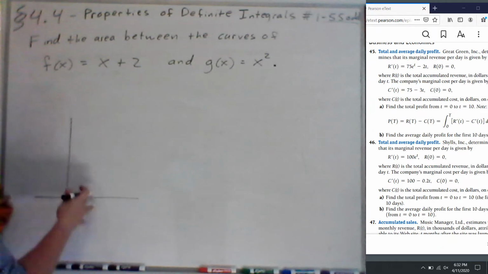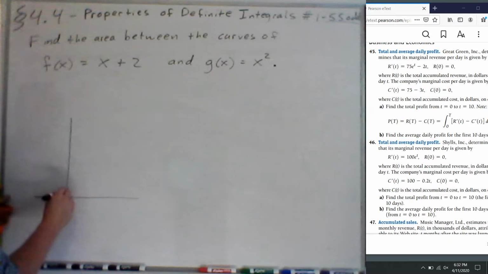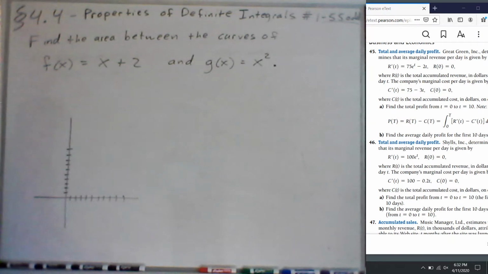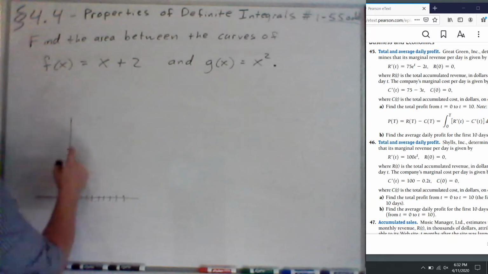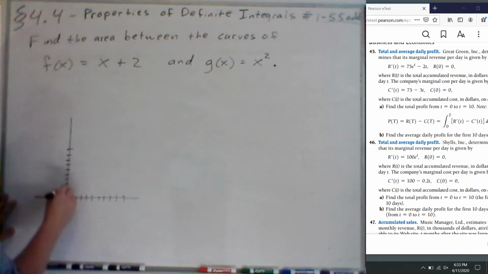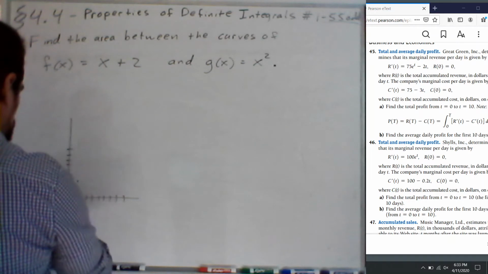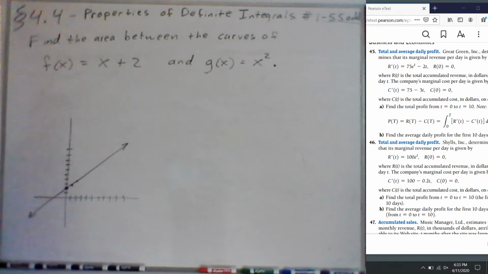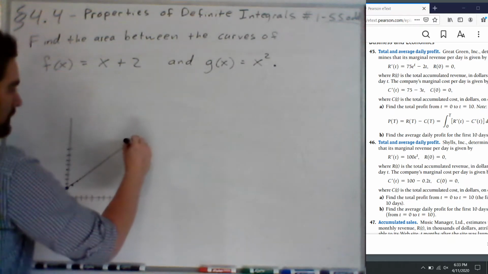We don't need to go underneath the x-axis so much. So here's 1, 2, 3, 4, 5, 6, 7, 8, 9, 10. If we graph y equals x plus 2, or f of x equals x plus 2, positive 2 on the y-axis is where we cross, and then we have a slope of 1. So we just go up 1, over 1, up 1, over 1, up 1, over 1. Doesn't have to be a perfect graph. We're just sketching it so we can see what we're doing here. There's f of x.